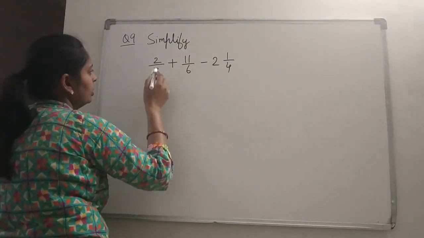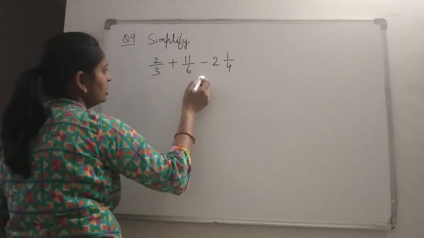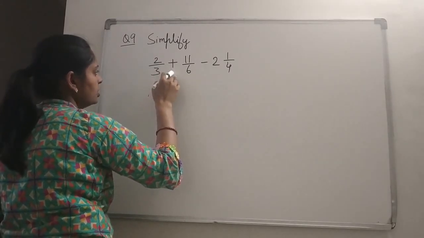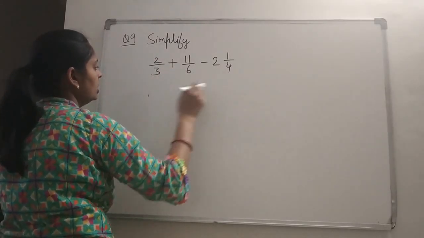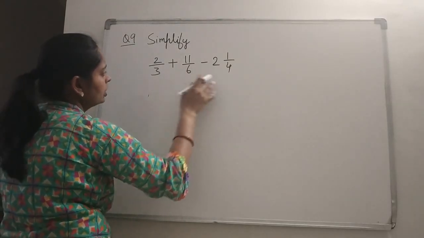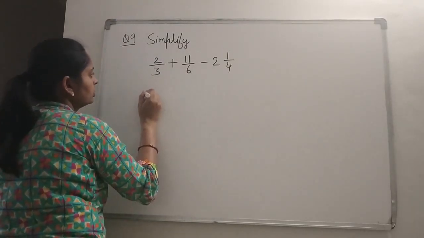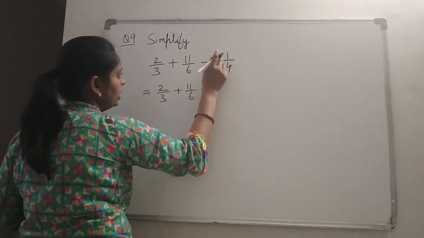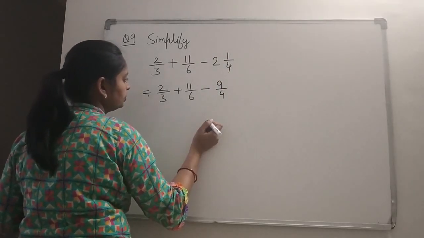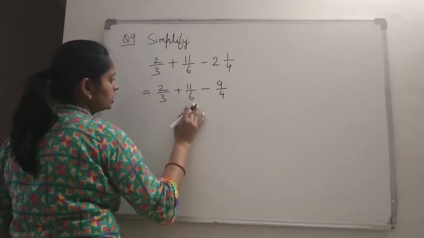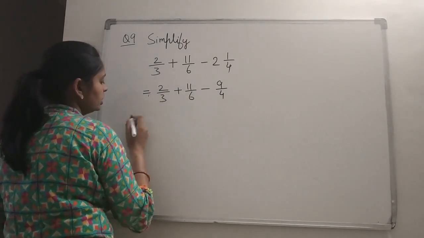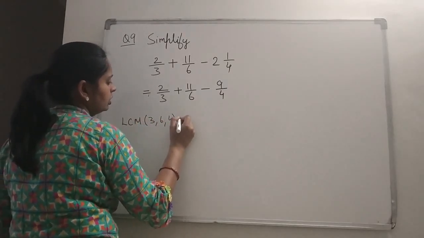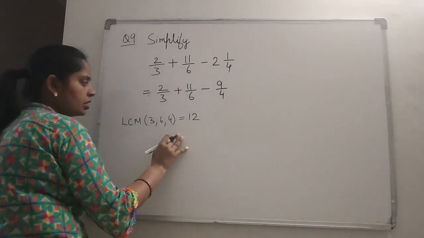Next is simplify: 2 by 3 plus 11 upon 6 minus 2 1 by 4. So we are having 3 terms and we are having addition and subtraction both. So no matter, we will take the LCM together, or before the LCM we first have to turn this into improper. So 2 by 3 plus 11 upon 6 minus 4 2s are 8 plus 1, 9 upon 4. So we have to find the LCM of 3, 6 and 4. LCM of 3, 6 and 4 will go for 12. You will get the LCM as 12.